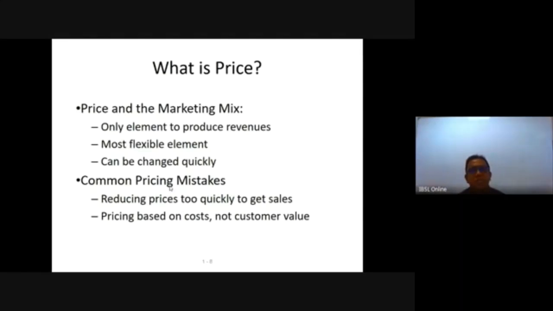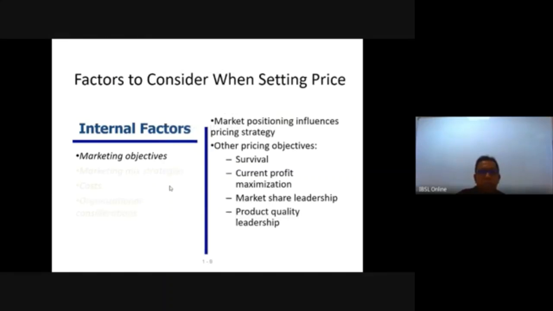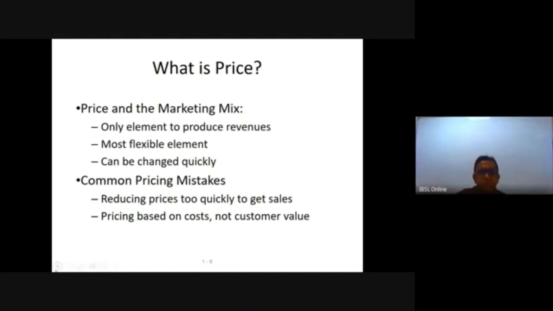The importance of price is that price is the only element to produce revenue in the marketing mix. I have told you the price, all the other pieces are cost. Promotion is a cost, product is a cost, place is a cost, people, processes, all are cost. And price is the most flexible element because you can change it quickly.